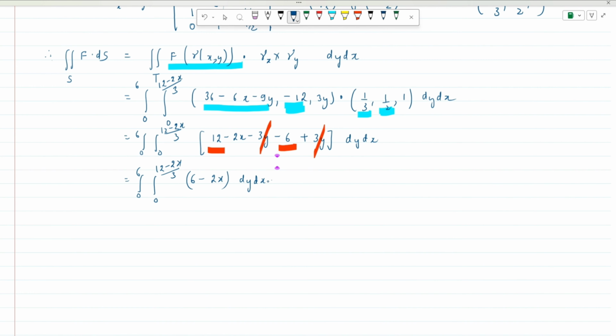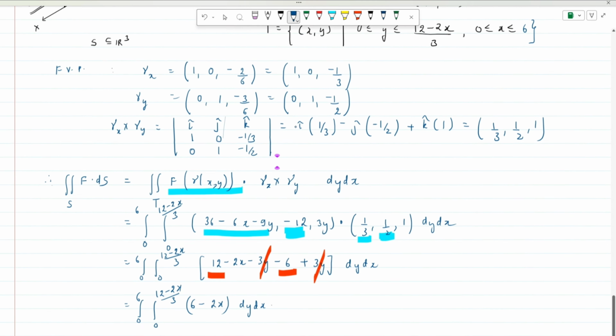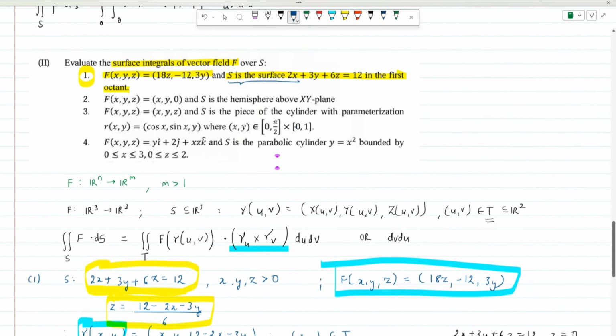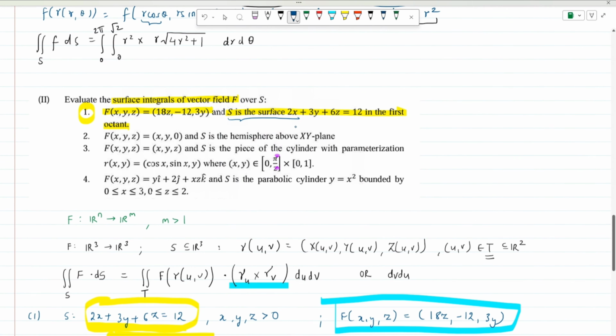I'll leave the rest up to you. So that's how you surface integrate a vector field. Now there are some more problems available here. In certain cases, like question number 3, the function is given and the parameterization itself has been given. So these are very easy problems.